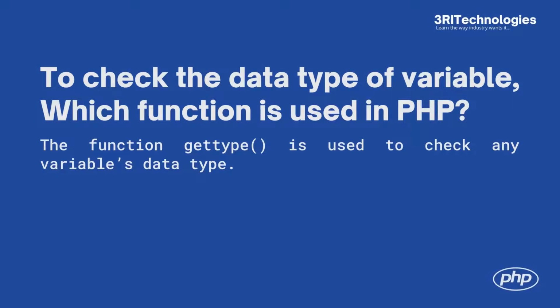To check the data type of a variable, which function is used in PHP? The function gettype is used to check any variable's data type.